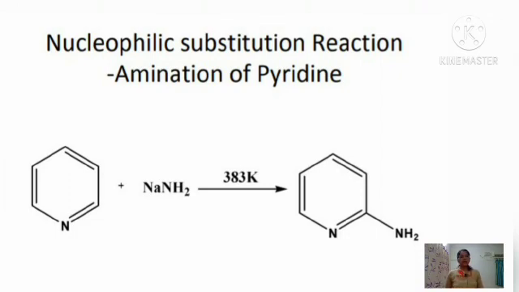That is, when pyridine is treated with sodamide, we get 2-aminopyridine. Sodamide means the amide acts as a nucleophile, having a strong basic character. And so when pyridine reacts with sodamide, an amino group will be attached at the second position of the pyridine. And this reaction is termed the Chichibabin reaction.